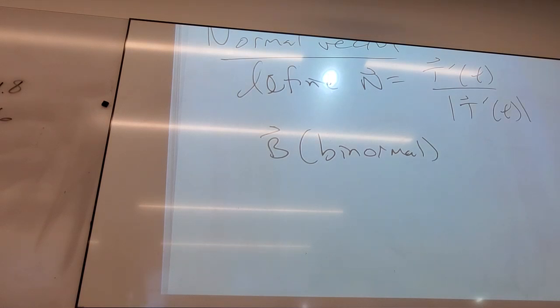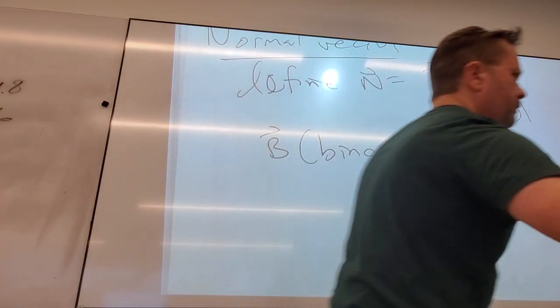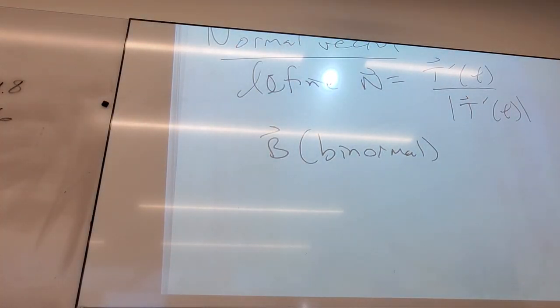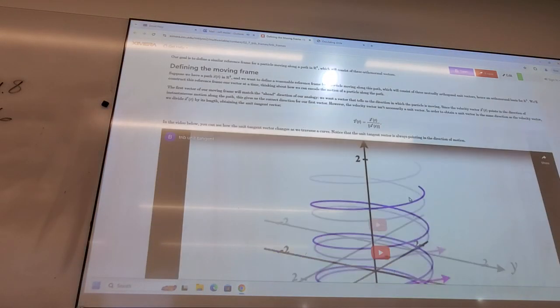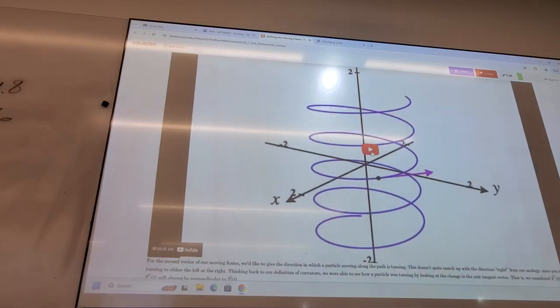Can we stop for a minute? I have a direction of motion that's related to T. I have a normal vector to that, which sets up sort of a plane of motion. Let me stop there. Let me show you a visual of something.